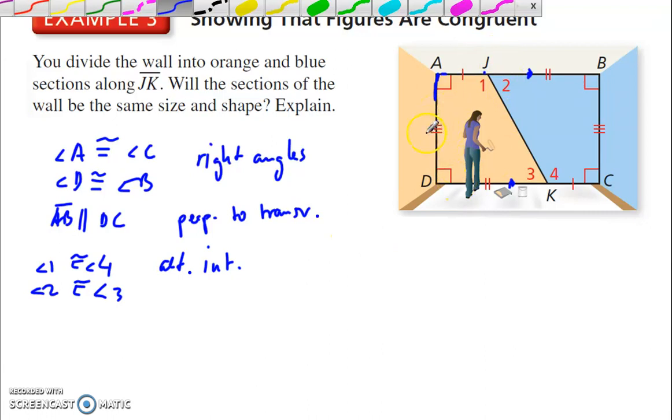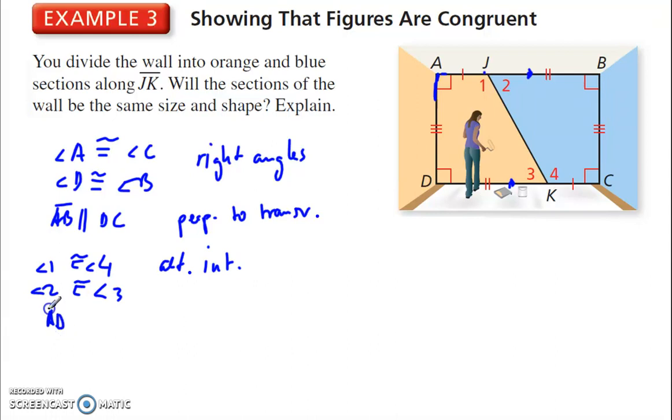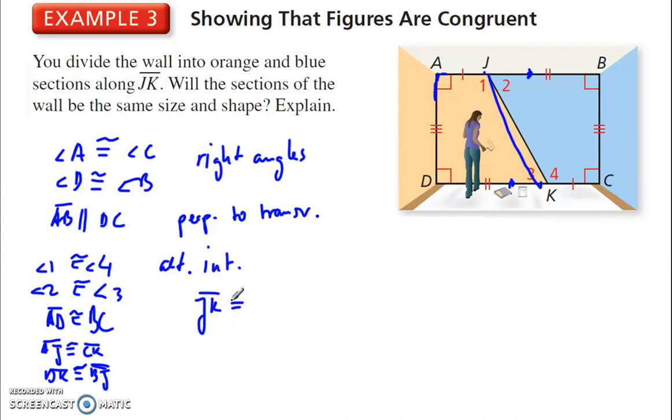Now we've got to check the sides. We're given that AD is congruent to BC, AJ is congruent to CK, and DK is congruent to BJ. So finally we need this side here to have all the sides. So we know that JK is congruent to KJ because of the reflexive property. This line is congruent to itself, obviously.